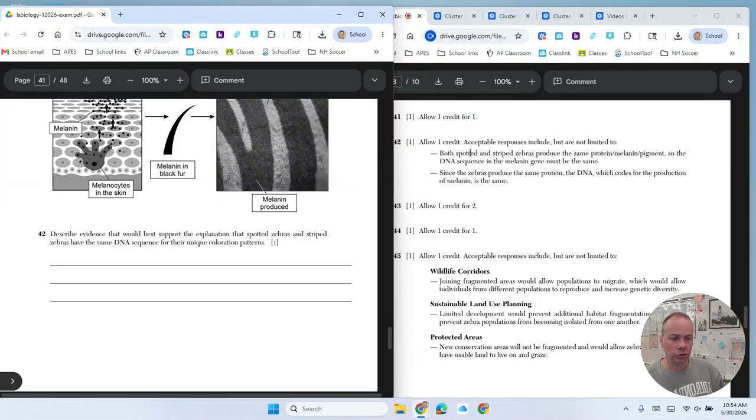Let's look at the examples. Both spotted and striped produce the same protein, or you might say melanin specifically. So the DNA sequence must be the same. Or a simpler answer: since the zebras produce the same protein, referring to melanin, the DNA which codes for it must be the same. Those are both evidence that would support that explanation. So if you got something along those lines, give yourself +1 for question 42.